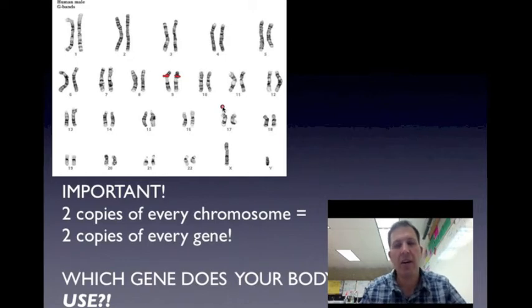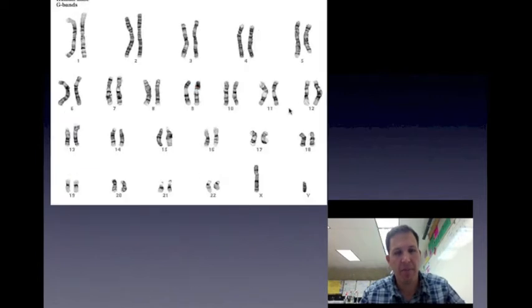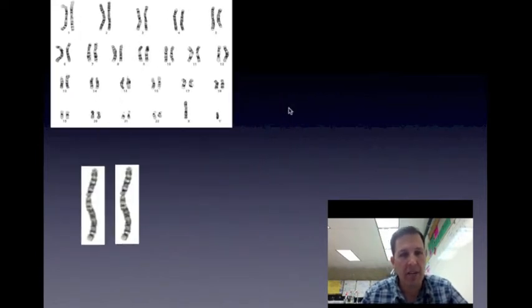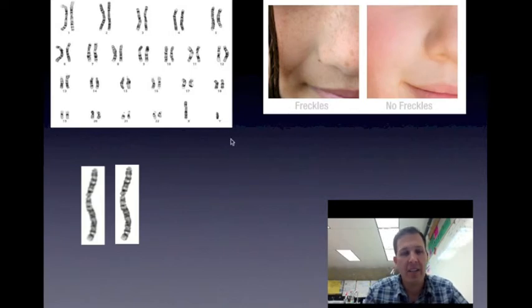Which one does your body know how to use? Well, in many simple cases, we can break it down like this. Okay, let's take one chromosome. We have two copies of each chromosome. Let's say this is number 4, and let's say that somewhere on here is a gene for freckles.